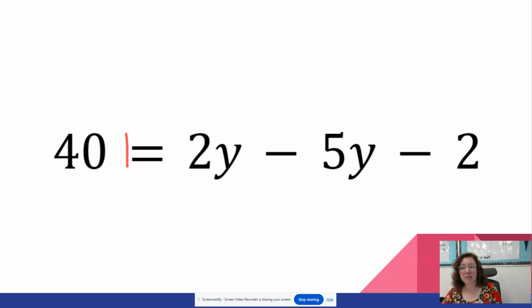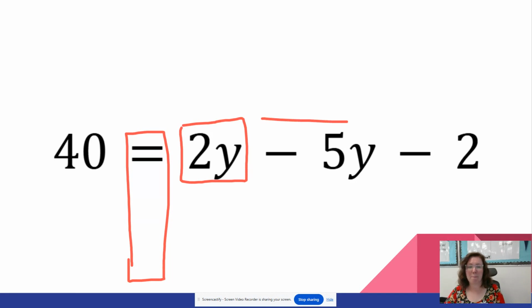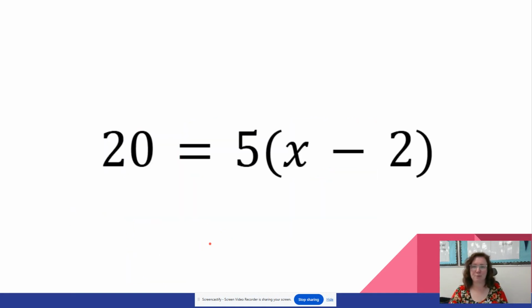Okay, same idea, but this time we're going to just simplify the right side and ignore the left side. So I have a 2y minus 5y. So 2y minus 5y, that's a negative 3y. And then I just have this minus 2 chilling over there. It doesn't have anything to combine with. And now it's a 2-step equation. Add 2 to both sides, divide by negative 3 on both sides.